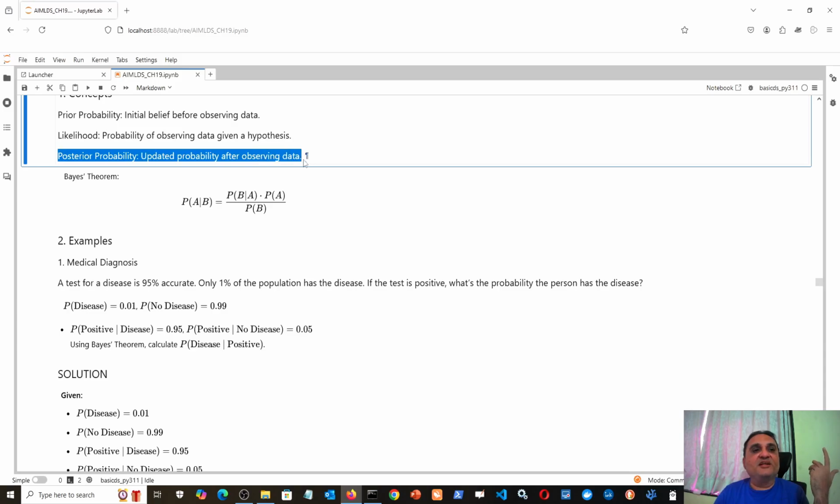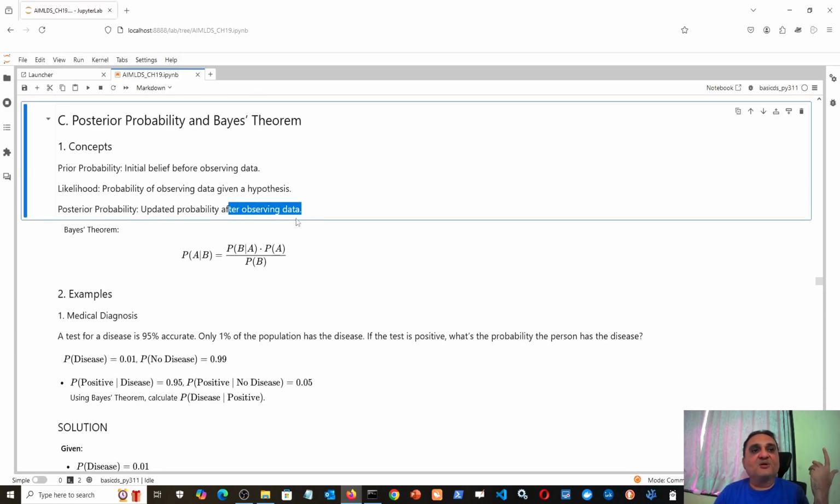Then posterior probability is the updated probability after observing the data. So you made some initial belief that if I take a sample of 100 patients, then say exactly 5, for making things simple, will be having tuberculosis. So that initial probability is 5 by 100. That is called prior probability.